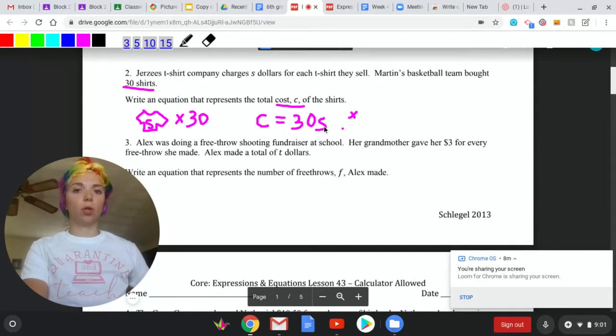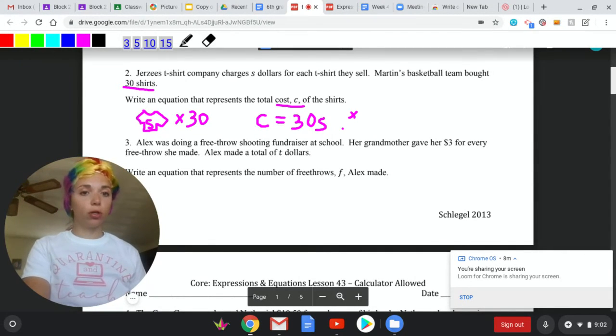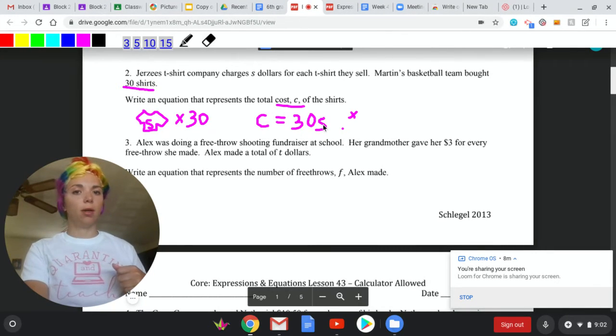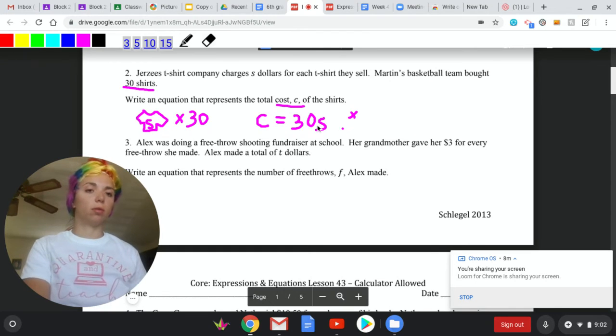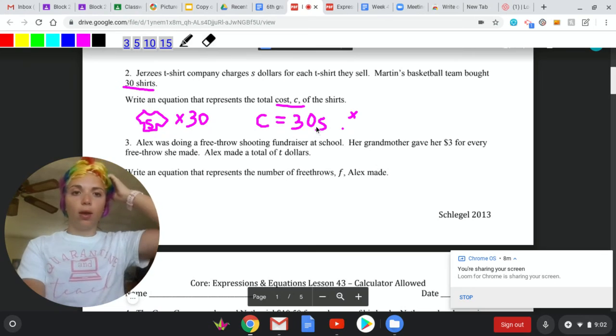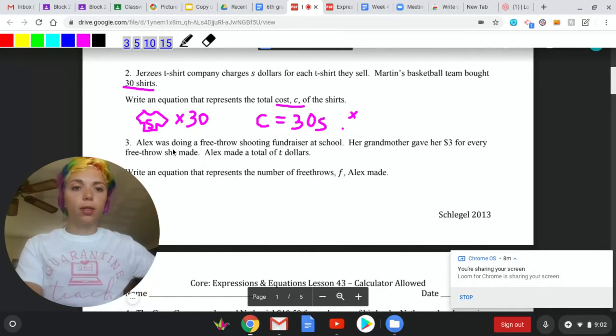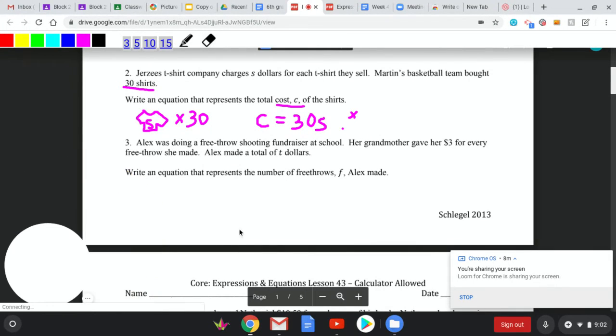So if we were saying that the shirts each cost $5, we could say cost equals 30 times 5. We would know that the cost that the basketball team paid would be 30 times 5, which would be $150 for their t-shirts. If we were to try it out. Okay, let's read number 3.